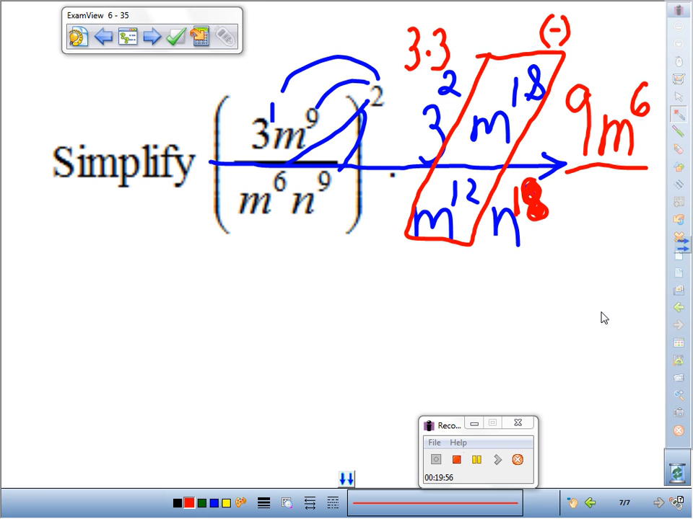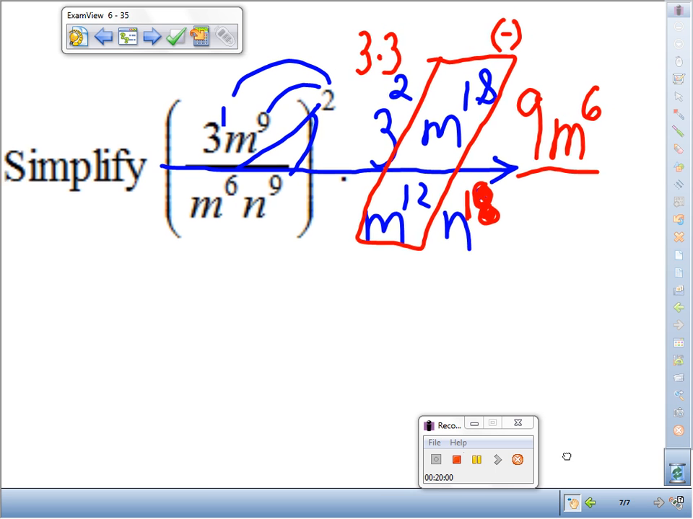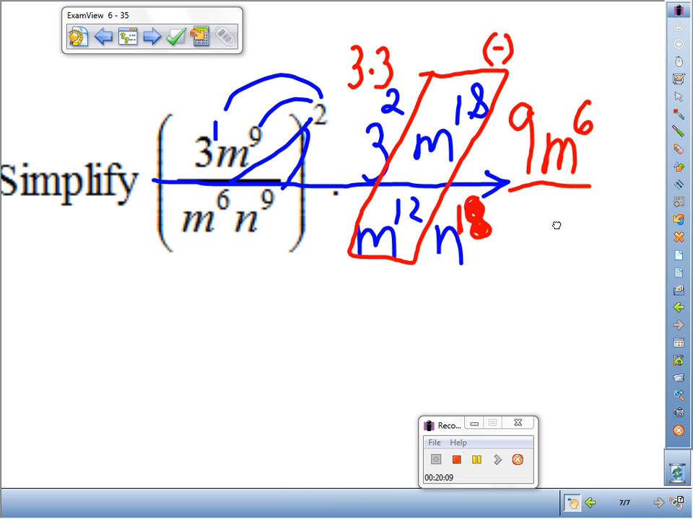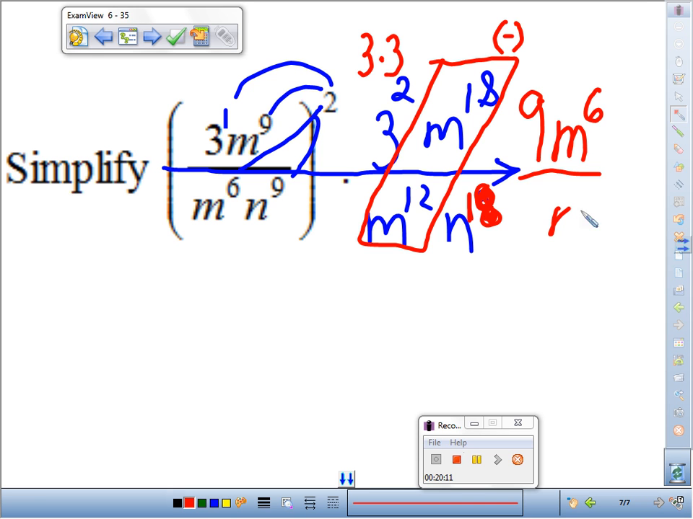Now look up, please. This is a common mistake that you guys made last time. Some of you wrote this number next to here. That was wrong. Since there are no n's in the numerator, this one stays right here, so we just write n to the 18th in the same spot, and we're done.